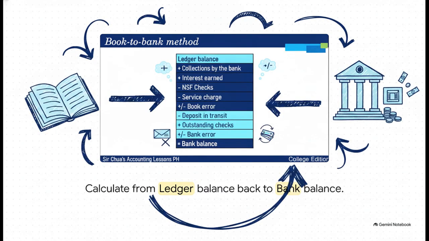And the final tool is exactly what it sounds like, the reverse of what we just did, the book-to-bank method. This time, we start with our unadjusted ledger balance. We do our normal ledger adjustments, adding interest and subtracting service charges, but then, to reach the bank's reality, we have to flip the bank items. We actually subtract the deposits in transit and add back the outstanding checks. If your math holds up, boom, that final number will perfectly match the starting bank balance.